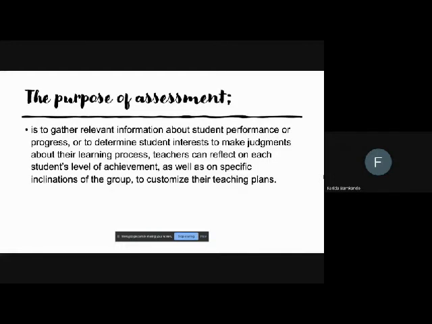Now about the purpose of assessment. It is to gather relevant information about a student's performance or progress, or to determine student interest to make judgments about their learning process. Teachers can reflect on each student's level of achievement as well as on specific inclinations of the group to customize their teaching plans.